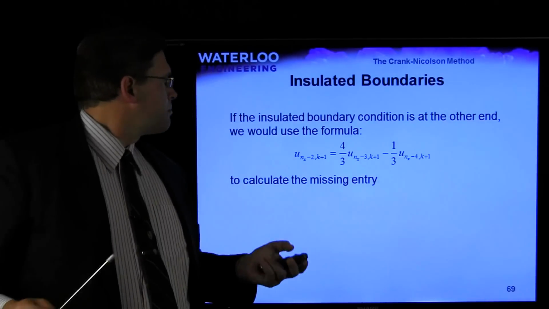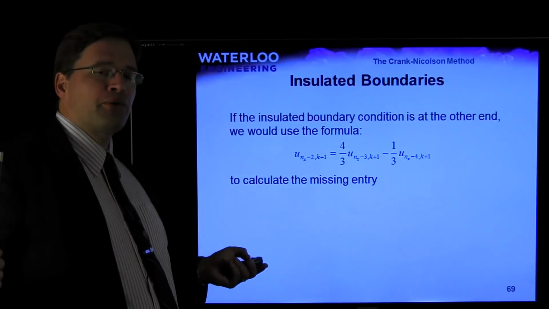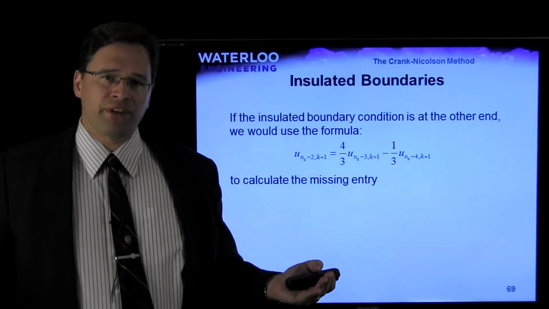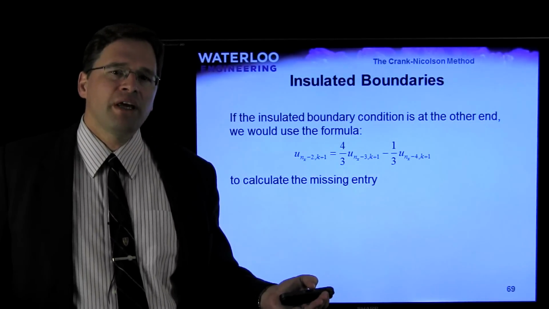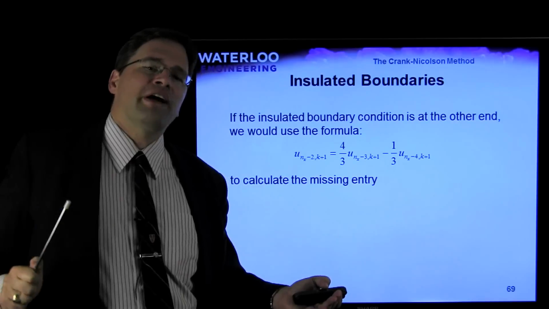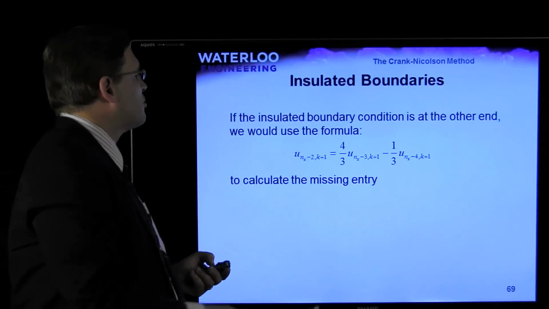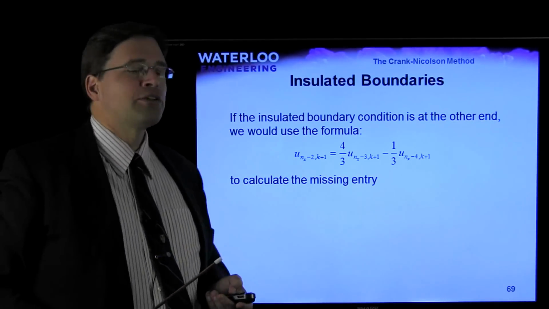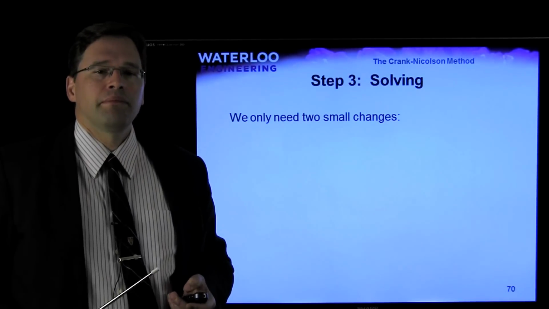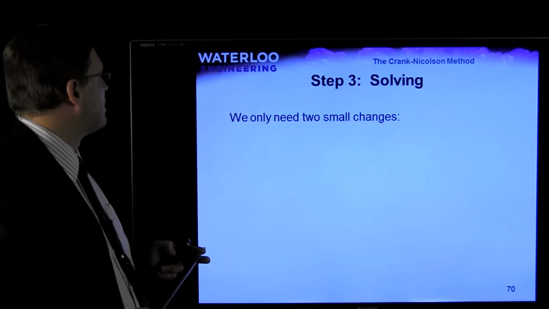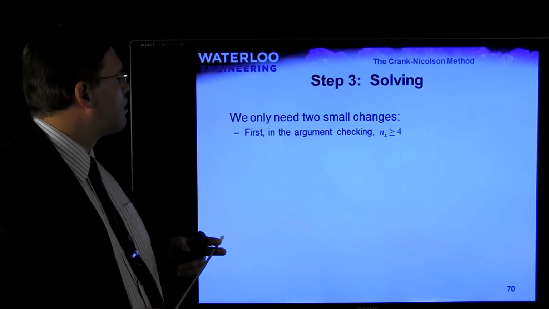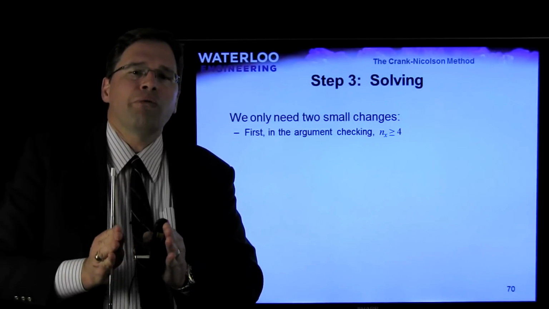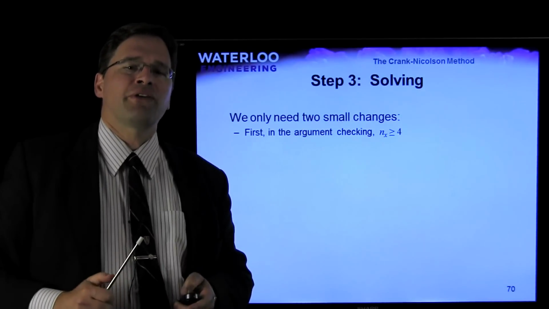Now, if the boundary condition was at the point b, or at the right-hand endpoint as opposed to the left-hand endpoint, then rather than using the first two values, we would use the last two calculated values to approximate that entry. Now, solving. We only need two small changes. First, now that we definitely need two interior values, we must make sure that n_x is greater than or equal to 4.